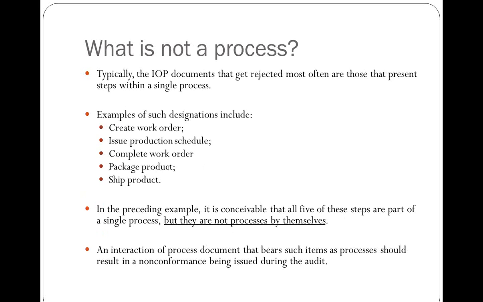Now, in terms of what is not a process, the IOP documents that raise concerns and are rejected are the IOPs that present steps within a single process. What are some examples of this? Create a work order, issue a production schedule, complete the work order, package the product, ship the product. Now, these 5 items conceivably could all be part of a single process. However, they should not be understood as processes by themselves. These are individual steps. For an interaction of process document that has these items and indicates these are the processes, we've instructed our auditors to question these types of process designations and potentially issue a nonconformance during the audit.